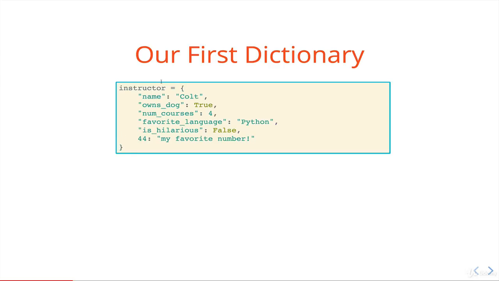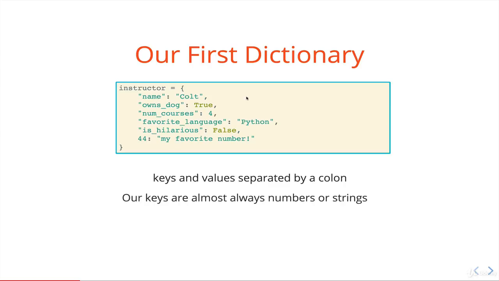So this is just one way to make a dictionary, but they are always key value pairs, and the keys and values are separated by colons, and then just like with lists, we denote the next item with a comma. So our keys are almost always numbers and strings, as you can see over here. 44 is a number, but everything else is a string. But the values can be anything. They can be another string, a Boolean, a number. They could be another dictionary or a list.